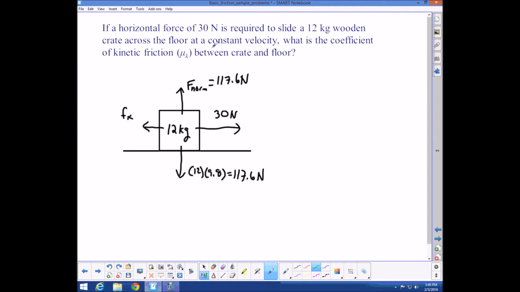Now in this, we're told that it's moving at a constant velocity. Again, this is something you have to be careful on. It's not saying that it's moving with a constant acceleration. It's saying that the velocity is constant. And if the velocity is constant, that means that the acceleration is 0.